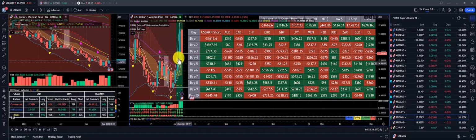And that would happen if the dollar strengthens and goes up. That would mean that the markets would go down.